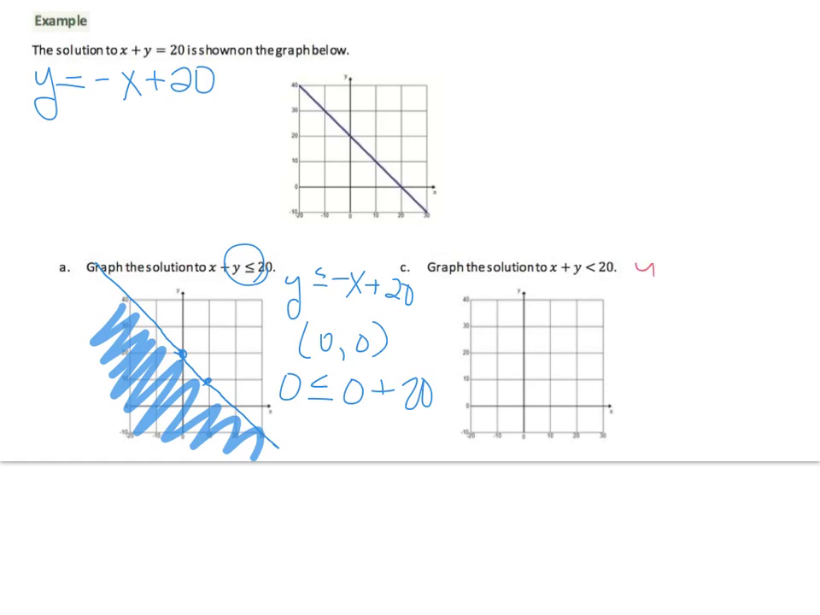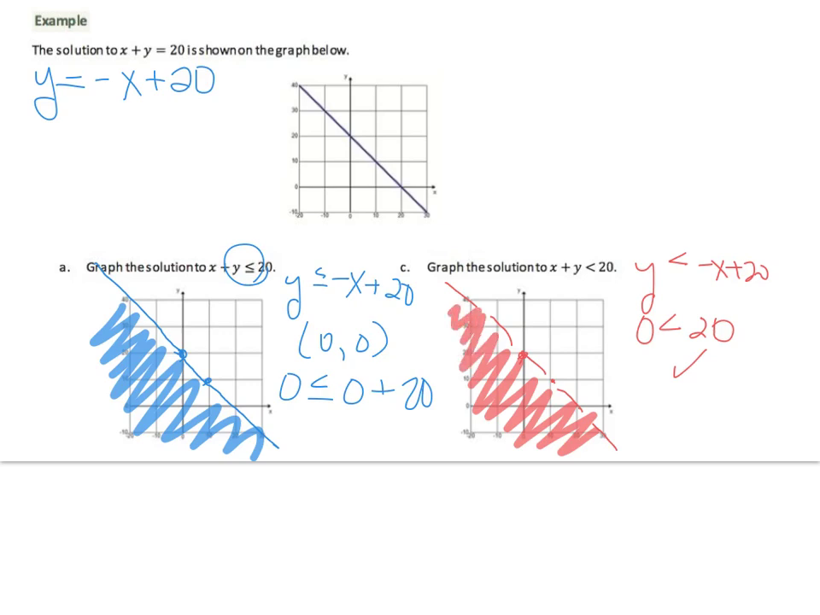Here I'm going to put it in slope-intercept form again. Graph it. So I'm up at 20. Slope. This time dashed line because I'm just less than. I'm going to test my point 0, 0. Is 0 less than 20? Yes, it is. So I'm going to shade everything that includes that 0, 0.